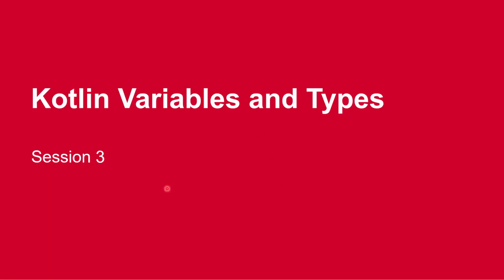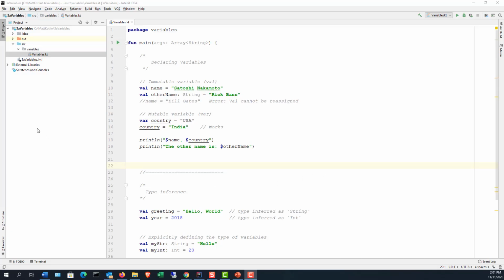This is session 3. In session 3, we are going to do a group of brief videos on Kotlin variables and types. Here, we are going to start off with a Kotlin project that we are calling 3A variables. And within this project, we have our package variables and we have our Kotlin file or class called variables. And we're going to focus on variables and declarations.